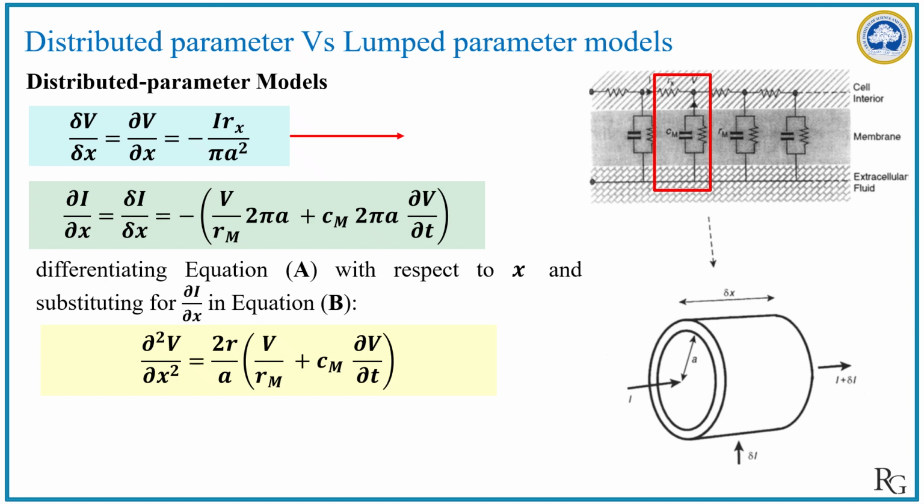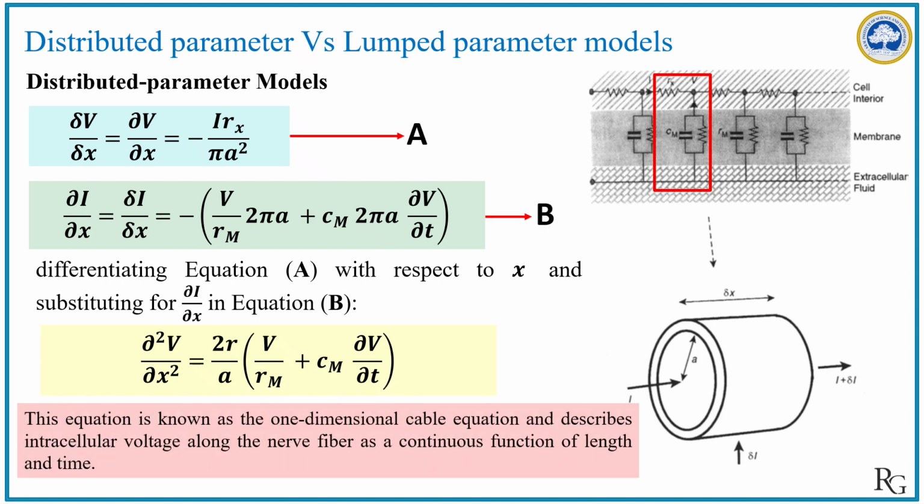Differentiating equation 1 and equation B with respect to x and substituting the values of delta I and delta x in equation B, we will get this particular equation. This equation is known as the one-dimensional cable equation and describes intracellular voltage along the nerve fiber as a continuous function of length and time. So like this, we have developed the distributed parameter model for a nerve fiber.